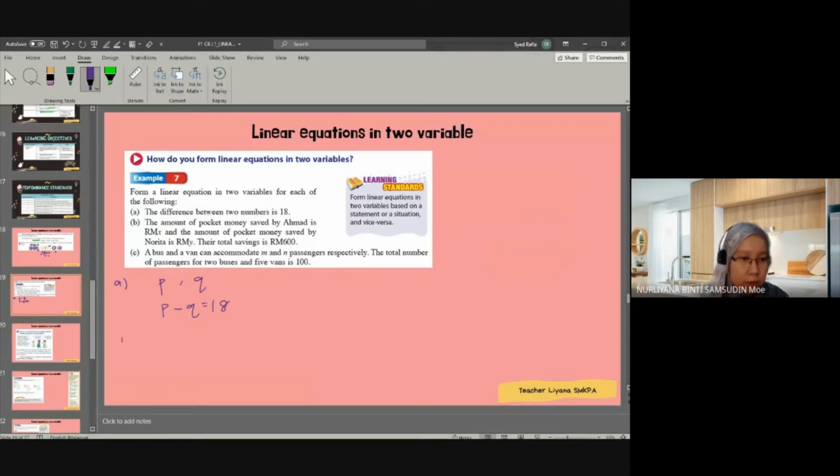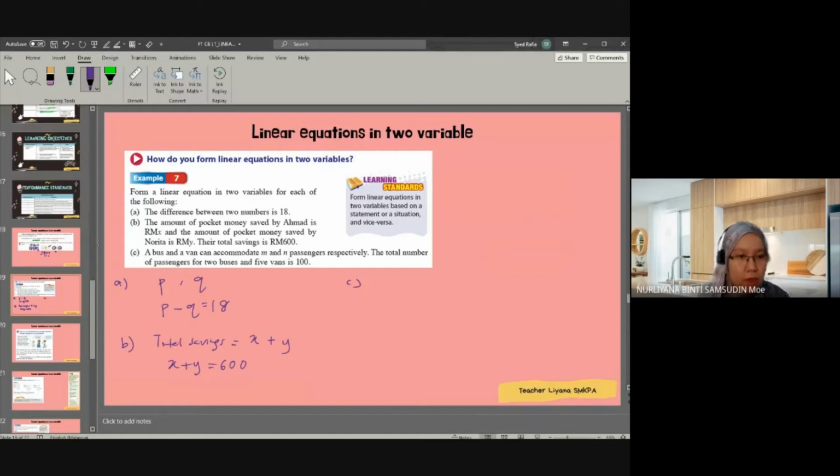B. The amount of pocket money saved by Ahmad is RMx and the amount of pocket money saved by Norita is RMy. Their total savings is RM600. So the total saving is whatever the amount of pocket money saved by Ahmad, which is x, plus y, the amount saved by Norita. So the total saving is 600, right? So the linear equation is x plus y equals 600.